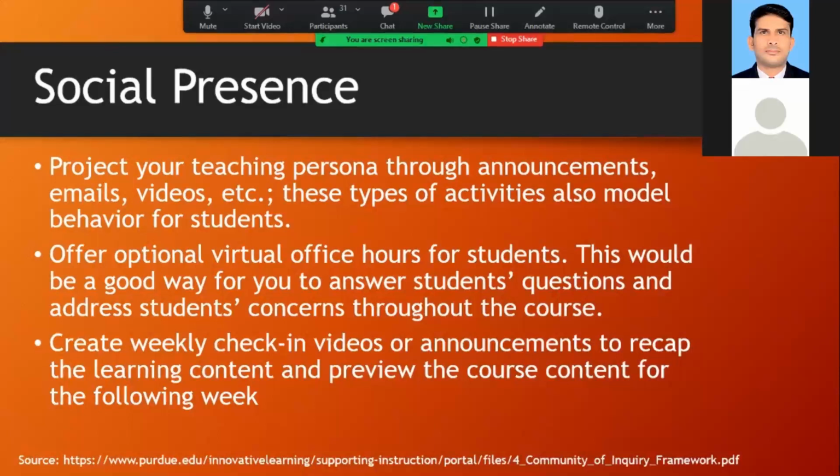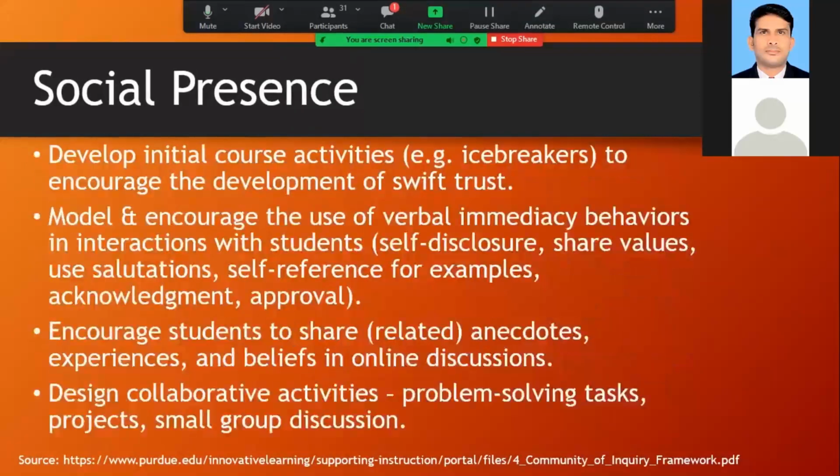You can offer virtual office hours for the students, like you can fix 1 or 2 hours in a day or in a week where students can come and ask you questions directly, and you can address them. Those questions may or may not be related to the course. You can create weekly check-in videos and announcements to recap the summary. Why do we do all these things? Because we want to ensure the social presence of the tutor and learner in the teaching learning environment.